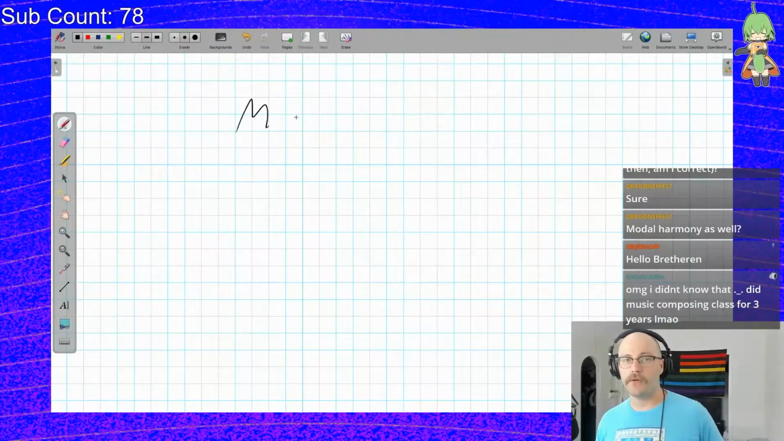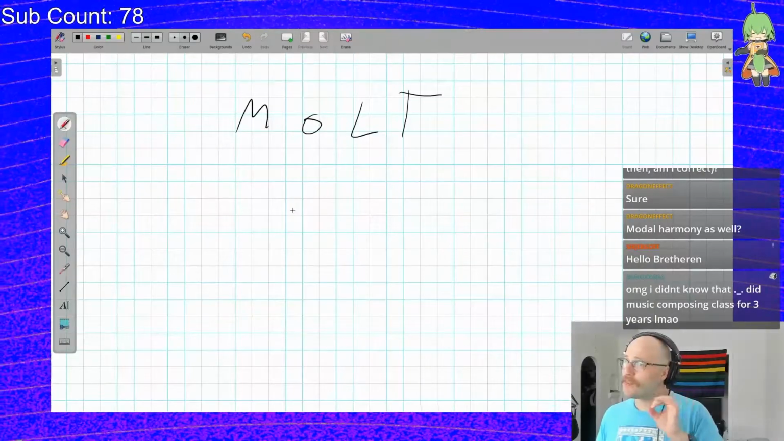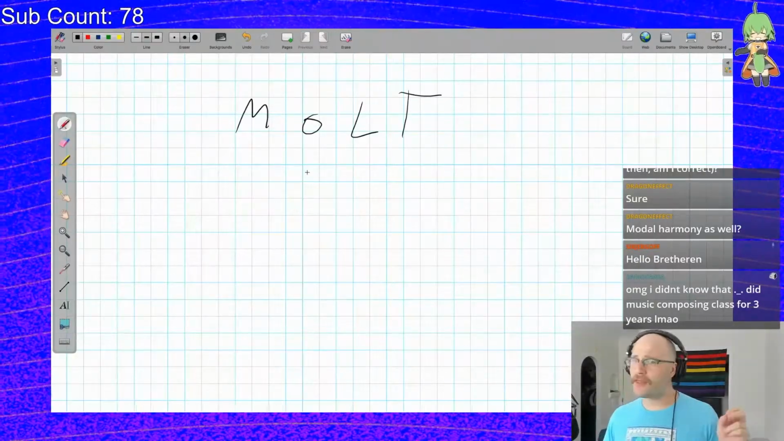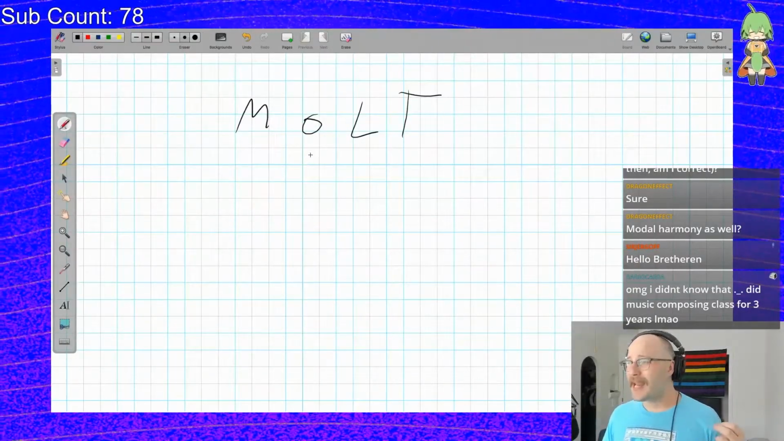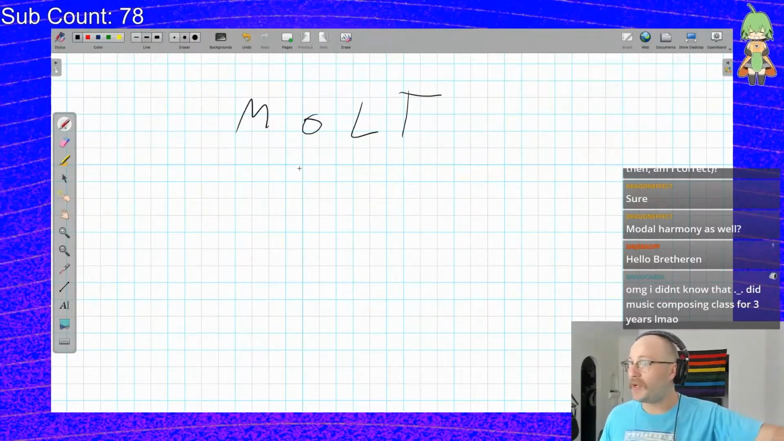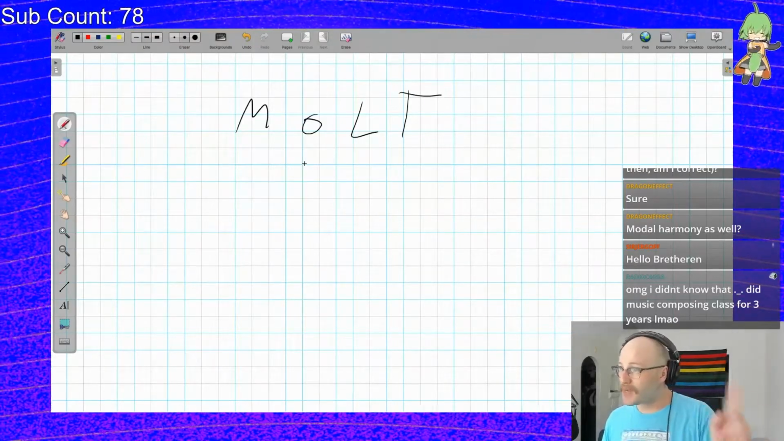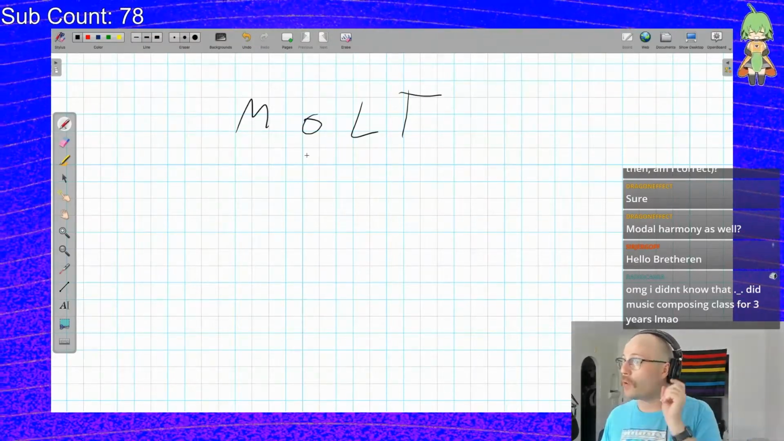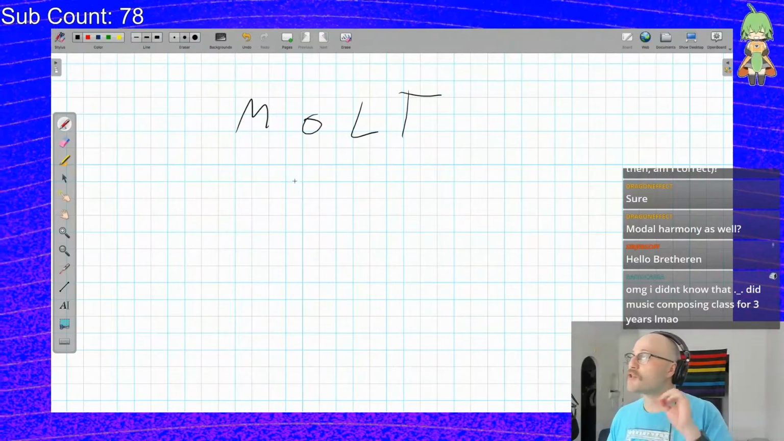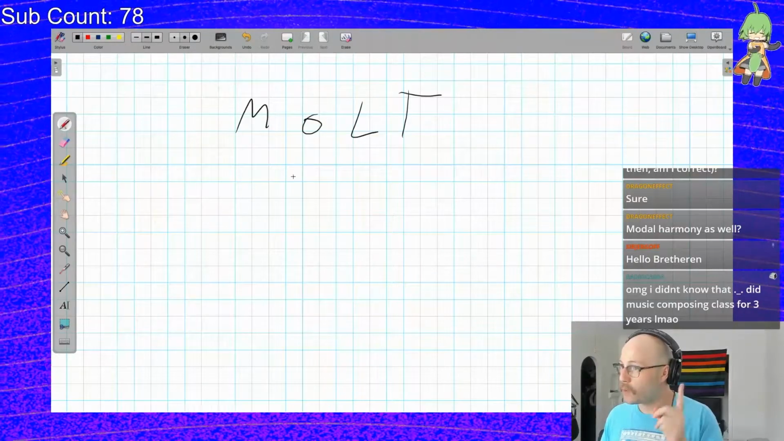M-O-L-T. Modes of limited transposition. There is a whole bunch of these. There is this composer by the name of Olivier Messiaen who came up with a whole bunch of these. I recommend you go look this up on Wikipedia if you feel so bold. I'm just going to introduce you to the first one, and I'll explain why it's called a mode of limited transposition once we set it up.